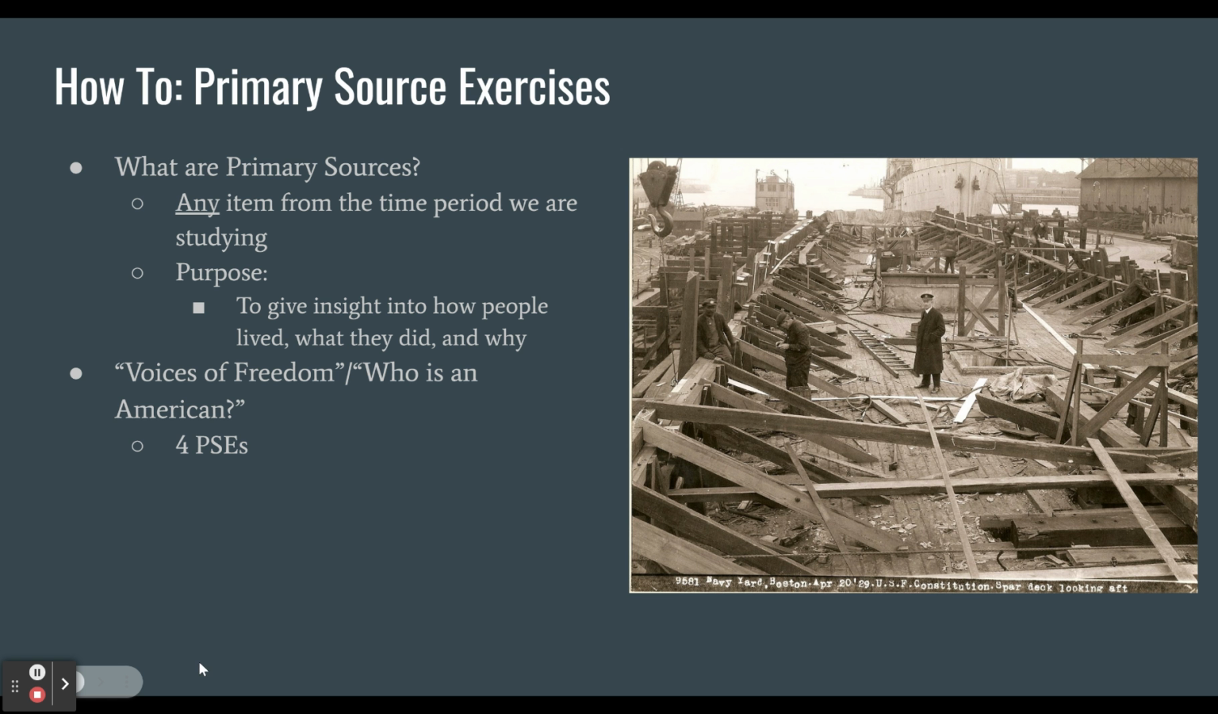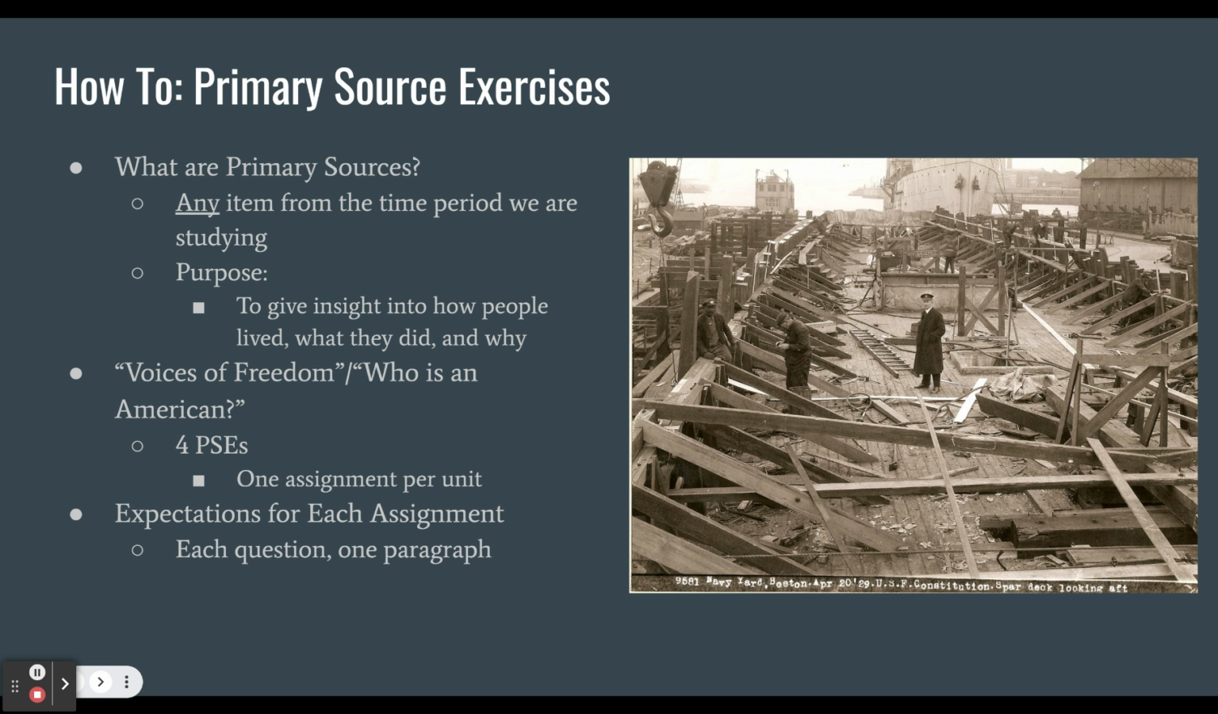Now, in terms of how many, there will be 4 different primary source exercises, one from each unit. And that's going to be important because it will correlate with the theme of that particular unit. In terms of my expectations for each assignment, usually there are 2 questions per assignment, and that's it, just 2 questions.